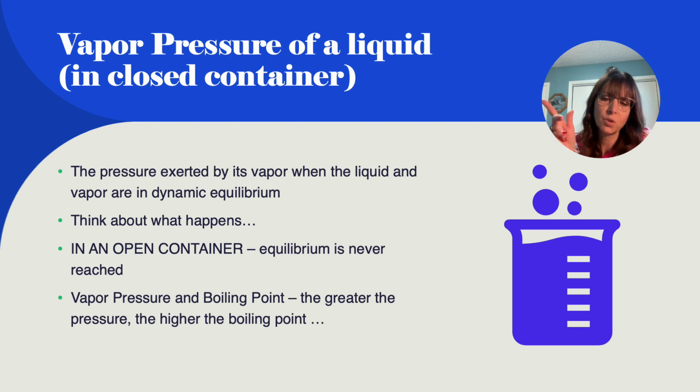Okay, I lied. Graph is on the next slide. Let's talk about vapor pressure really fast. A lot of kids struggle with this concept. It's just the pressure exerted by a vapor above a liquid when the liquid and the vapor are in dynamic equilibrium.